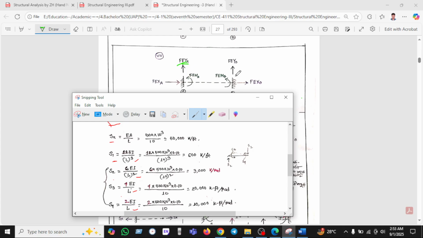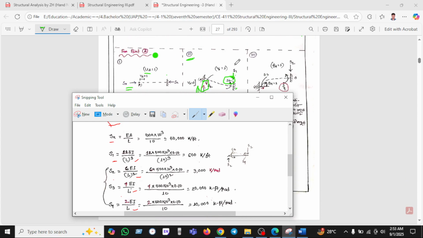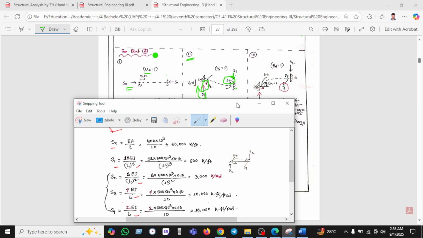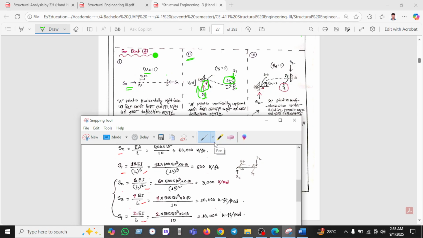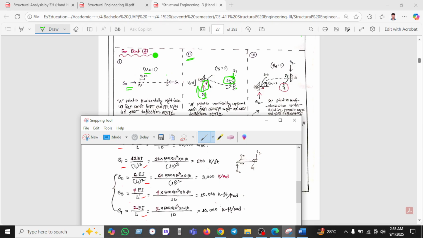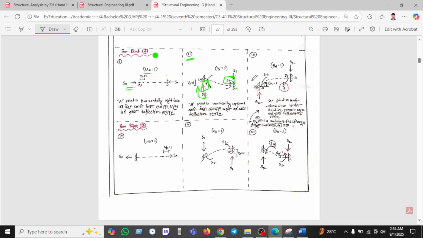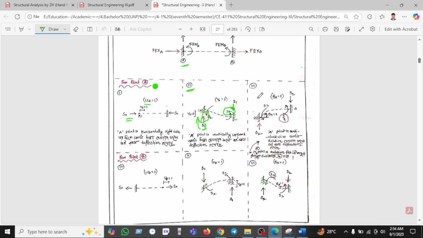We have seen here this is S1 and S2. That means we use 12EI by L cubed here, and S2 is in the opposite direction, which is 6EI by L squared. The same thing happens at the other end: S1 is 12EI by L cubed, and in the opposite direction S2, which is 6EI by L squared. Okay, let's solve the third one.